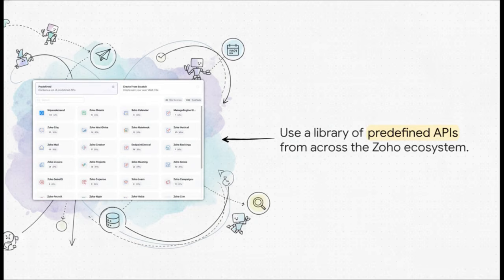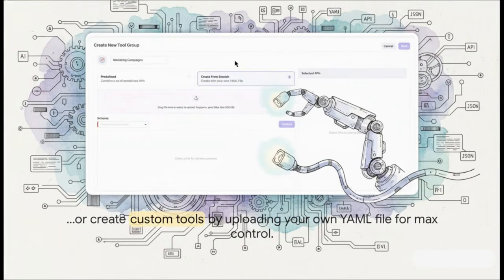Zia Agents comes with a whole library of predefined actions for all the different Zoho apps. You can just browse through, find the action you need, like create a task in Zoho Projects or send an email from Zoho CRM, and just add it to your agent's toolkit. Simple as that. But what if you do need more control, or you want to connect to a system that isn't from Zoho? You can do that too.